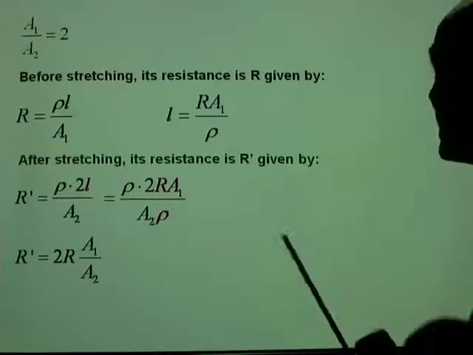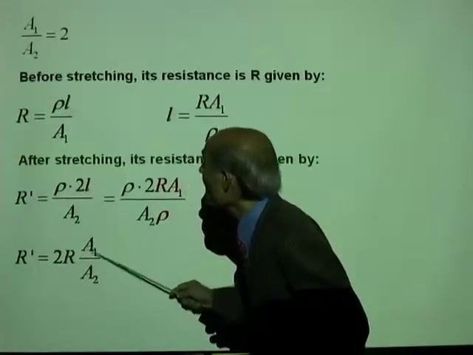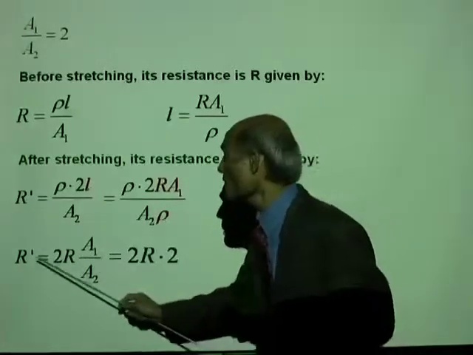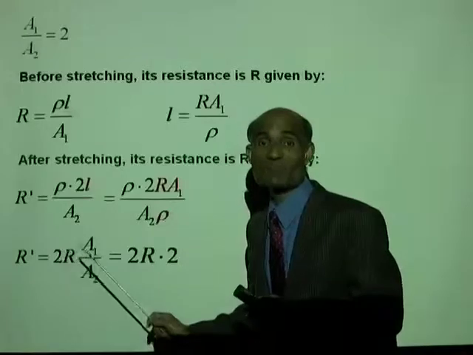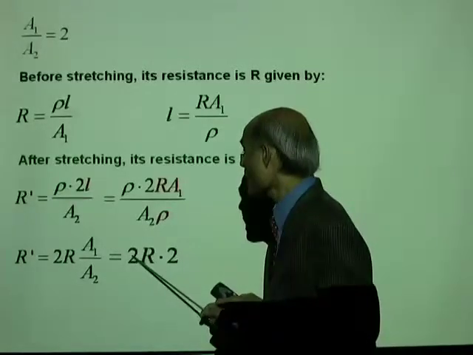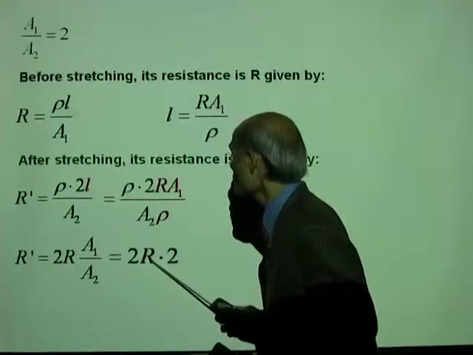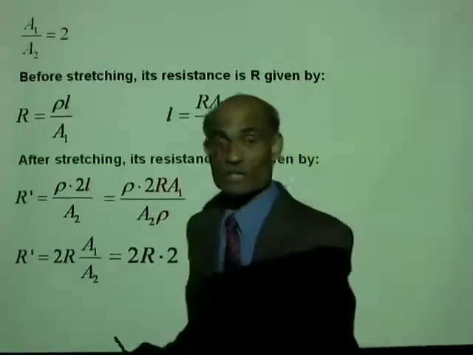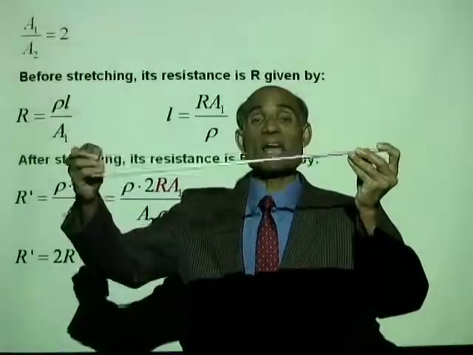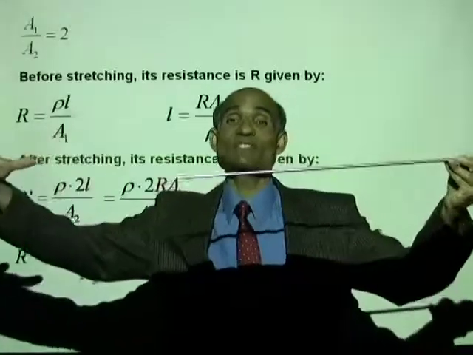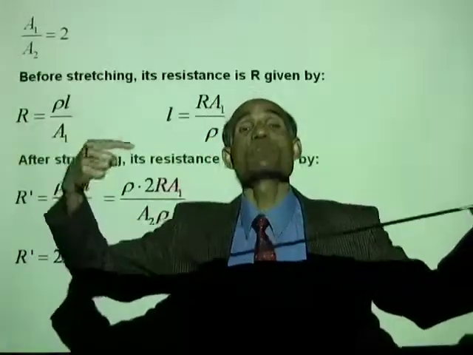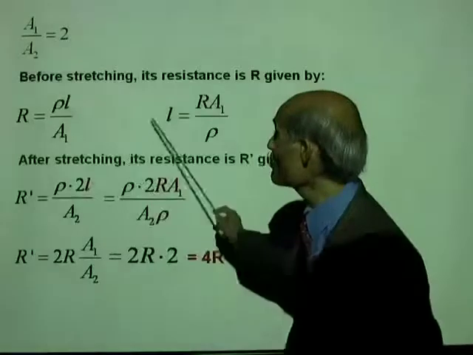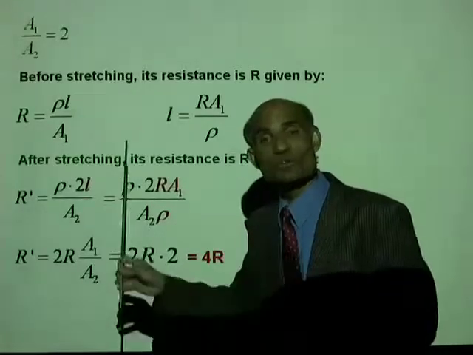Okay. Well, we know A1 divided by A2 equals 2. Therefore, R prime, the resistance of the wire after stretching, is 2R times A1 divided by A2, which is 2. And that gives you 4R. So, when a resistor of length L is stretched to twice its length, its resistance now is 4 times the original resistance. Alright, I hope you understood the way I solved this problem. Look through it one more time.